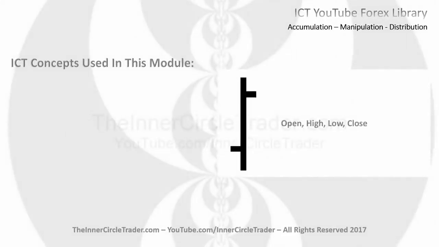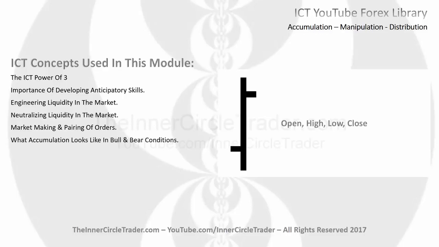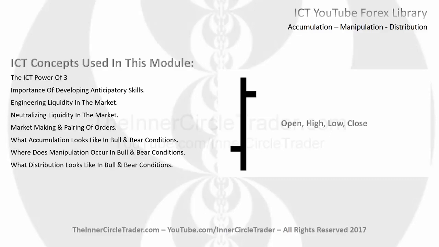Okay, the ICT concepts used in this module. The ICT power of 3. Importance of developing anticipatory price skills. Engineering liquidity in the market. Neutralizing liquidity in the market. Market making and pairing of orders. What accumulation looks like in bull and bear conditions. Where does manipulation occur in bull and bear conditions? What distribution looks like in bull and bear conditions.